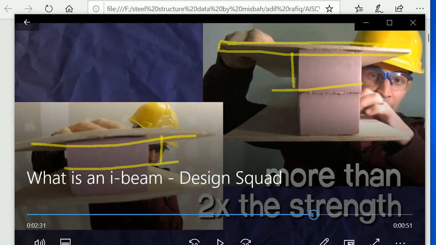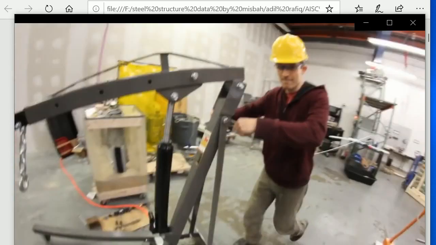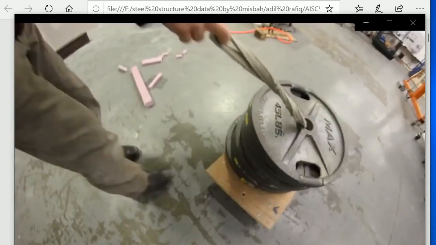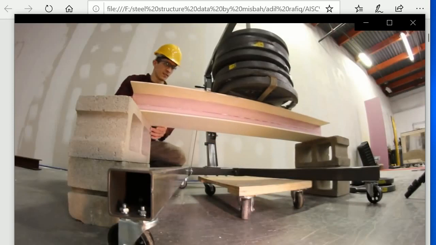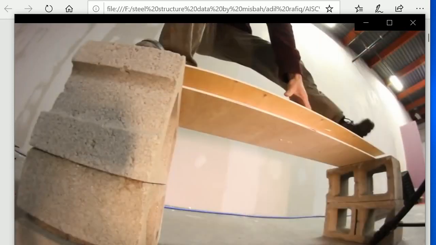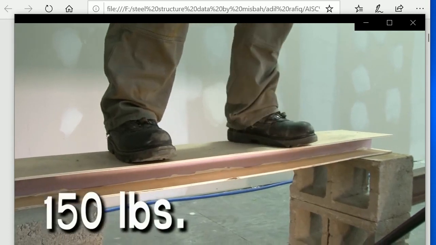More than a double increase in the strength. I'm using a hydraulic engine hoist and a big stack of 45-pound weights. So remember before, we had the I-beam with the single layer of styrofoam, and that held my weight, which is a little over 150 pounds. We're about to see if this double-sized beam can hold 400 pounds. Ready? Coming down.